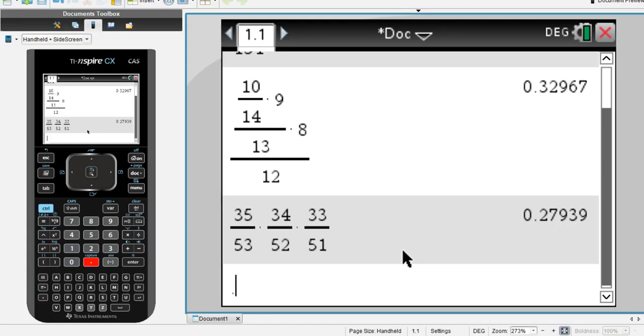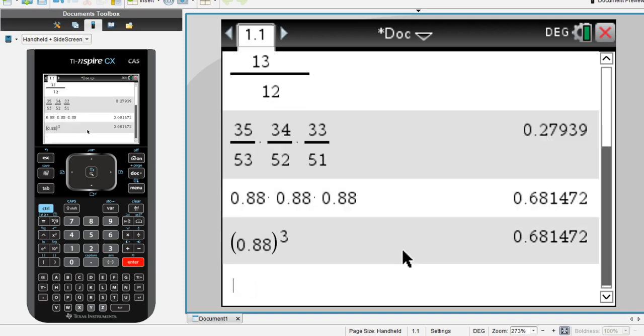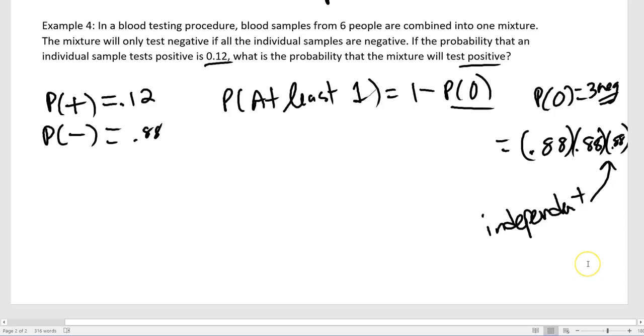So that's just 0.88, 0.88, 0.88. Hopefully somebody did 0.88 to the sixth. Of course, I can't find the caret on my keyboard. There it is. Either way, I get 0.68147, so how about 0.681?